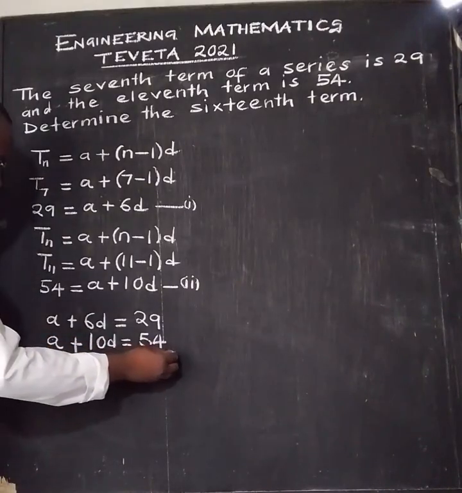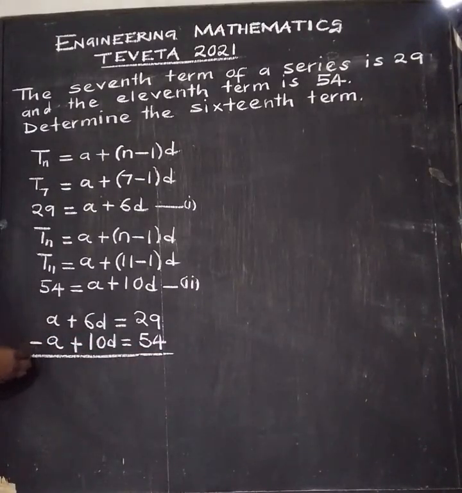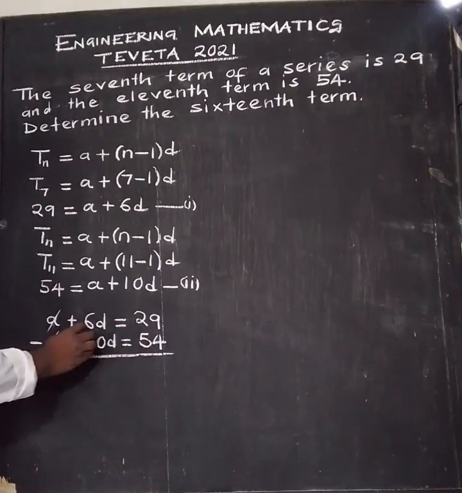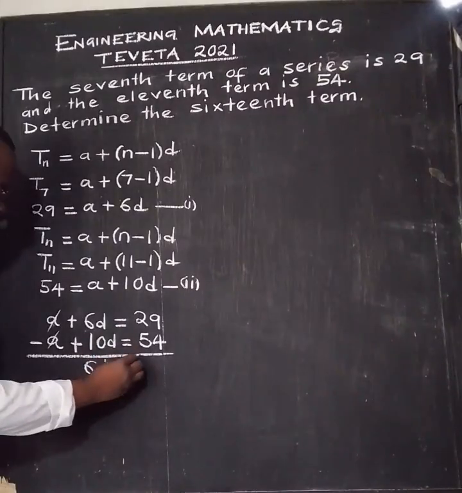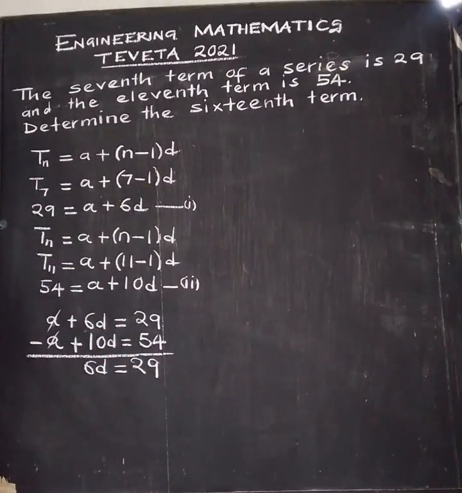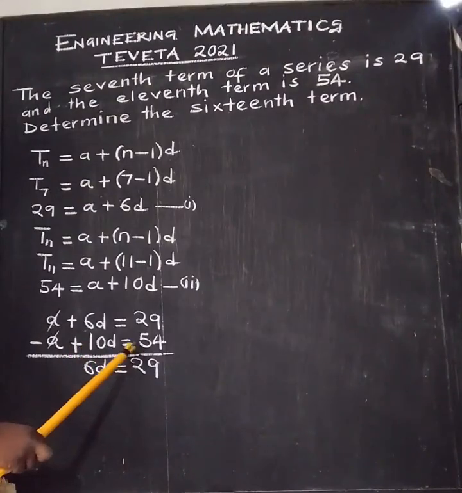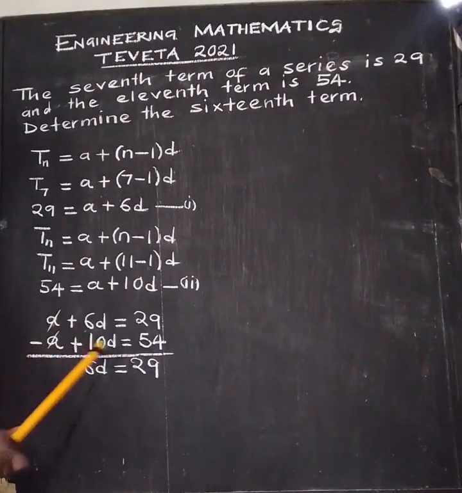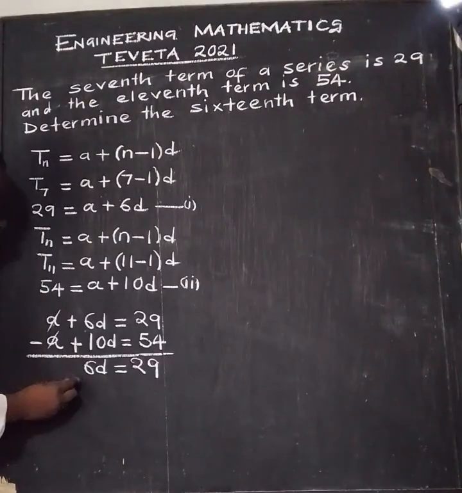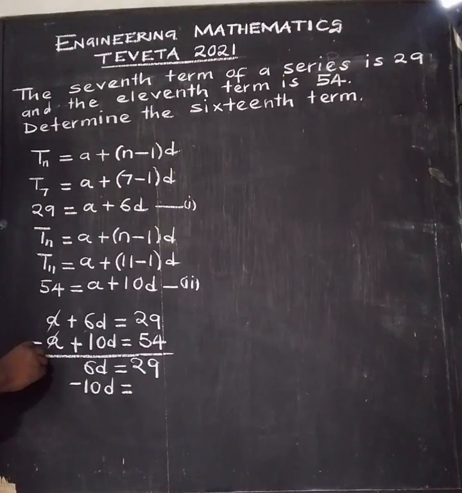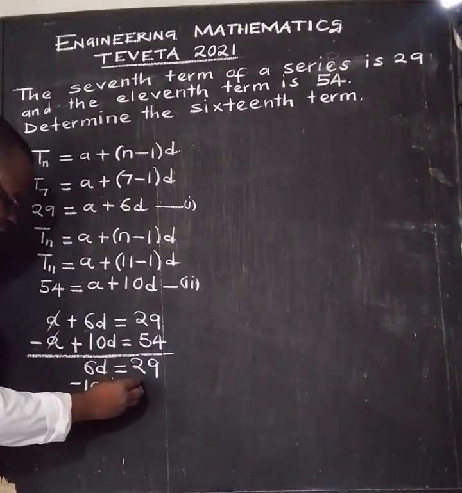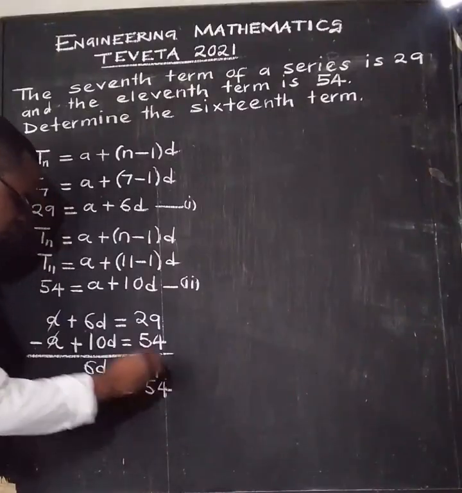Okay, so solving this simultaneously, you can easily eliminate a. So let's eliminate a by introducing a negative this side, so that a minus a gives us 0. Then you maintain the equation on top, which is 6d is equal to 29. Then with the equation below, you multiply it by this negative throughout. So negative times positive 10d, you get negative 10d is equal to negative times positive 54, you get negative 54.